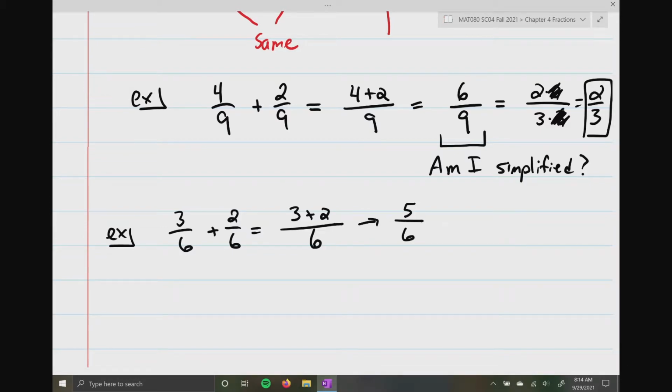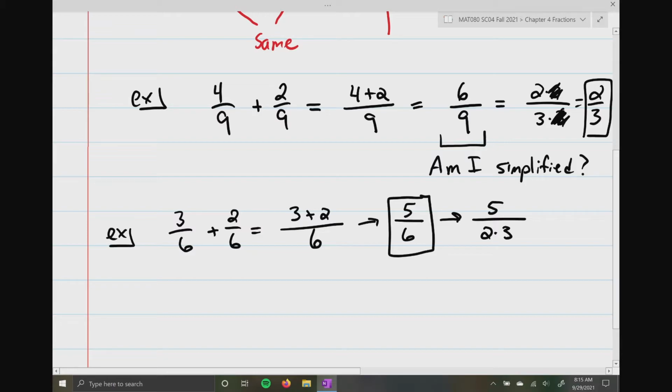Ask yourself, am I simplified? Some of us might be able just to look at this and say yes, but I'm going to take it one step further. 5 is prime. 6 can be broken down into 2 times 3. Since I cannot simplify anything here, I know 5 over 6 is completely simplified. I'm just being honest, if you just write out the prime factorization, you will see if you were done or not.